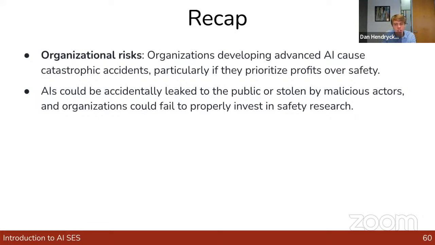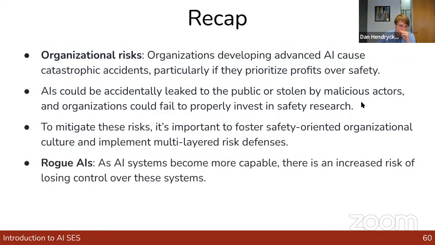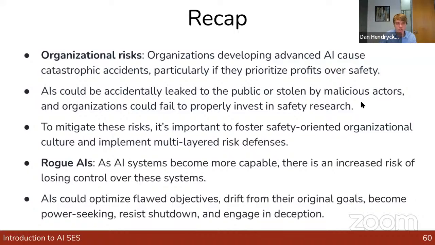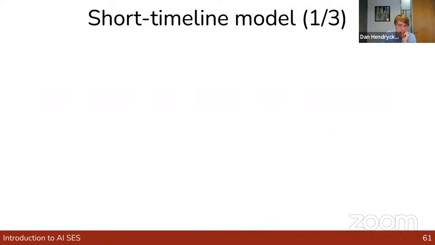But there are organizational risks. Organizations developing AIs could cause catastrophes if they prioritize profits over safety. And there are also these risks of rogue AIs. Before I spoke about malicious use and racing dynamics. But I'm going to do a fun exercise. These numbers aren't going to be taken seriously. This is done in like an afternoon.